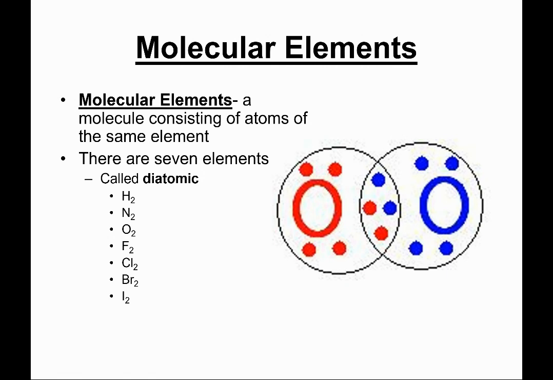Now, some elements just bond with themselves naturally. A molecule consisting of atoms of the same element, and there are 7 naturally occurring ones, are called diatomic elements. Like, you never find hydrogen just by itself; it's always H2 gas. Nitrogen's always N2, O2, F2, Cl2, Br2, and I2. Anyways, that's something that occurs.